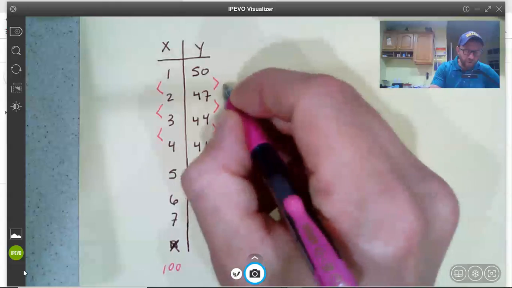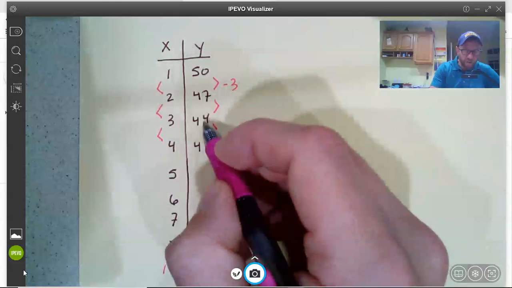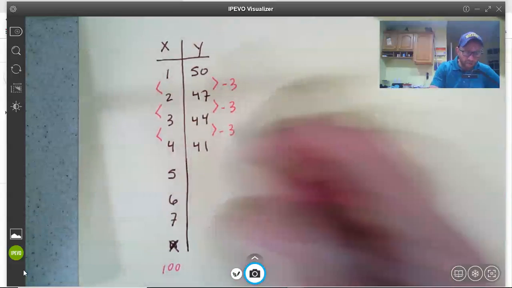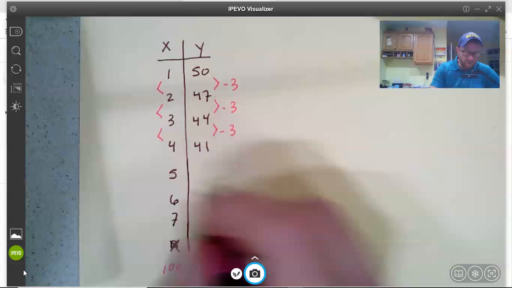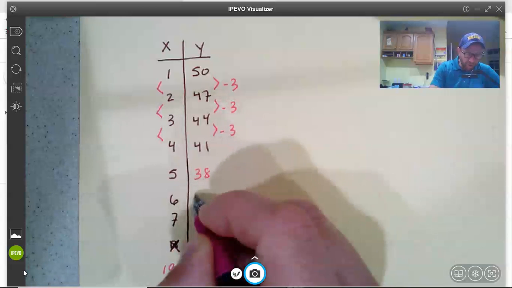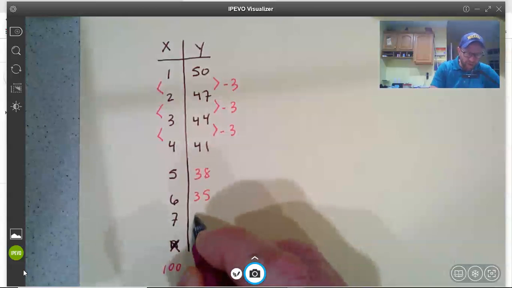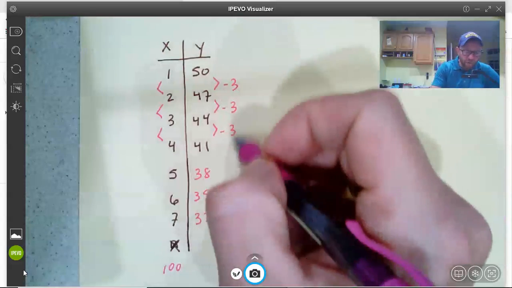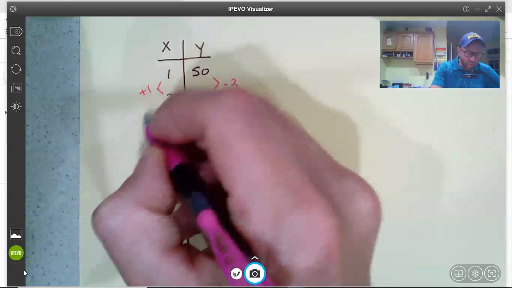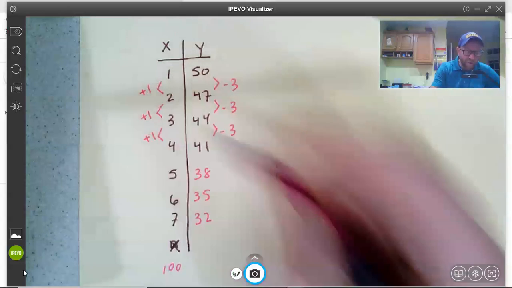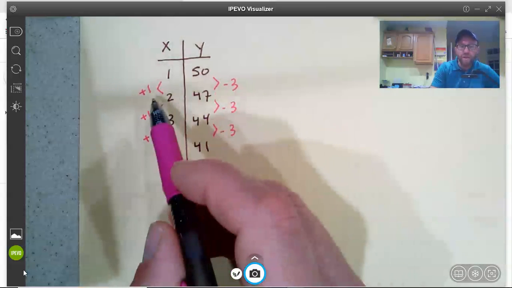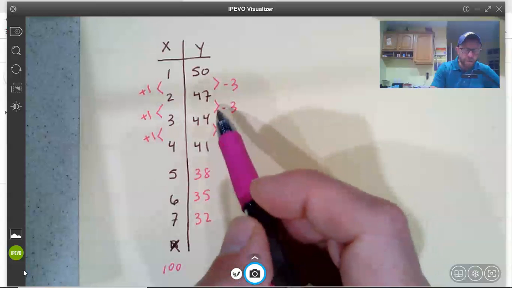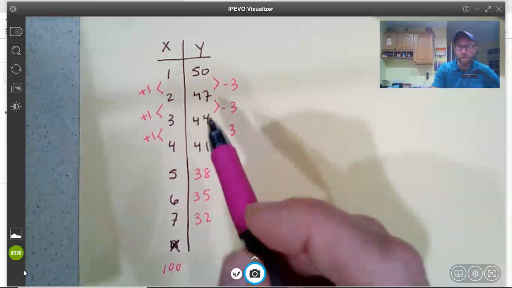50 to 47 is -3. 47 to 44 is down 3. 44 to 41, down 3. We can use that to fill out the rest here. This would be 38, 35, and 32. And of course, for every 3 we go down, we're increasing 1 over here. So it's a decrease of 3 for every increase of 1. So the rate of change here is 3 to 1.